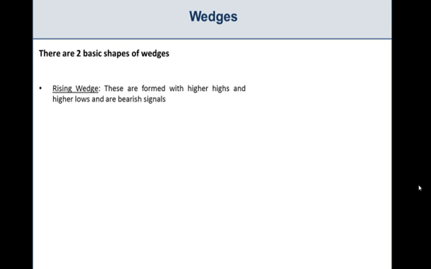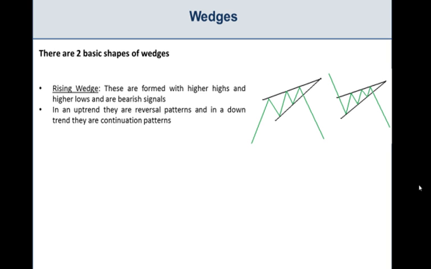The second kind of basic chart patterns that we are going to learn are wedges. And there are two basic shapes of wedges. The first one is the rising wedge, and these are formed with higher highs and higher lows, and they are bearish signals. In an uptrend they are reversal patterns, and in a downtrend they are continuation patterns. Here's how they look.